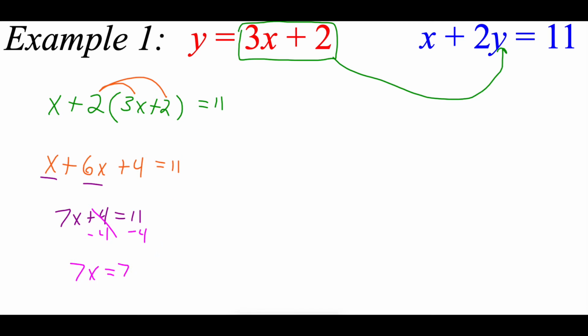And we've got one more step that we're going to take. We want to get rid of that 7 that's in front of the x, so we're going to divide both sides by 7.